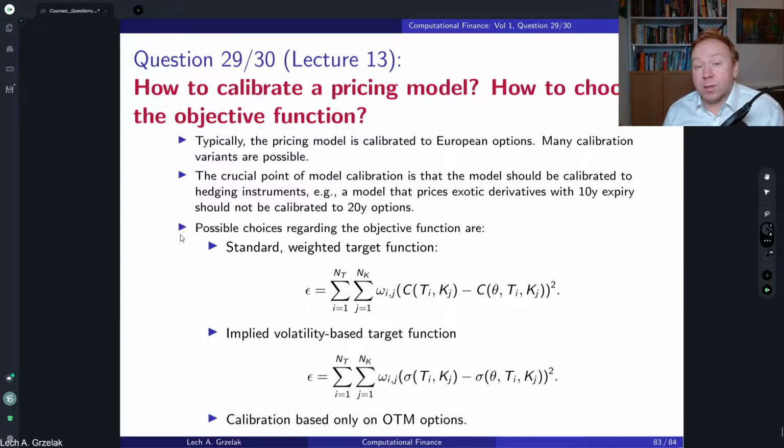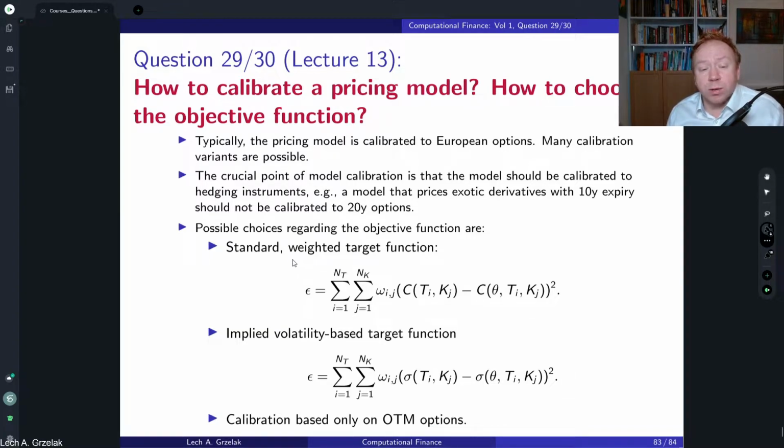There are a few ways you can define your objective function. For example, here, this is the standard weighted target function. By the way, in the book I define, and there are much more details on the types of calibrations you could have, and more information you can also find in lecture number 13. If you are interested in that, please revisit.